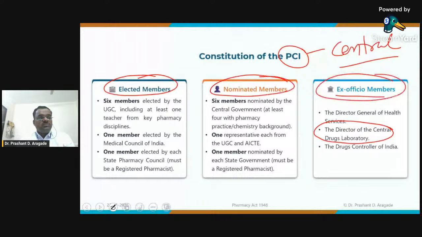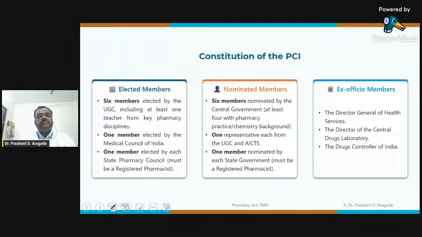For the purpose of examination preparation, you must know who the elected members are, how many members are elected, how many members are nominated by the central government, and who are nominated by the central government. You have to remember the number of members as well as the nominated members, and then who the ex officio members are. If you prepare like this, it will be easy to solve the questions in a fraction of a second. That is really important for competitive examinations.